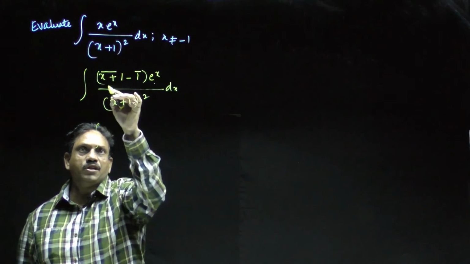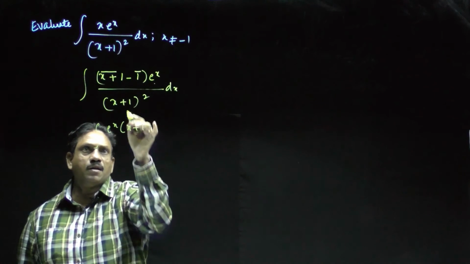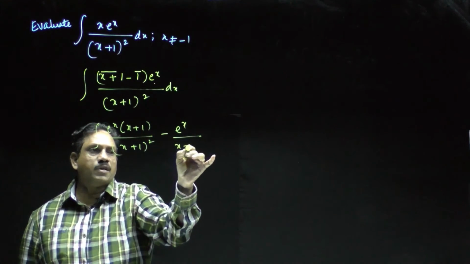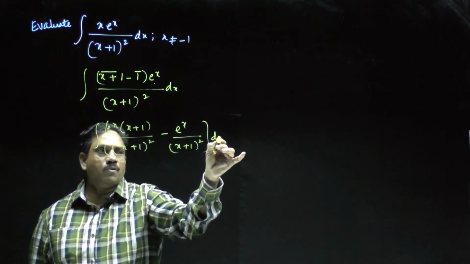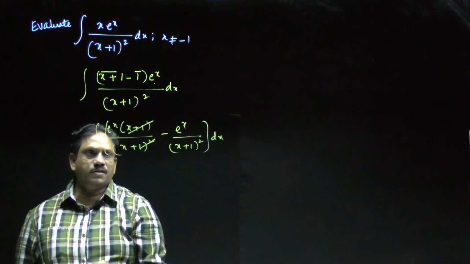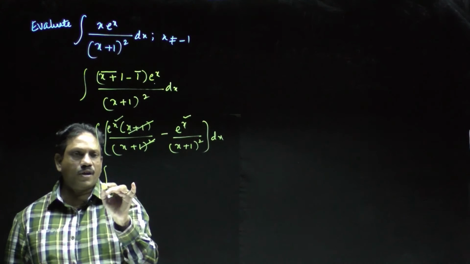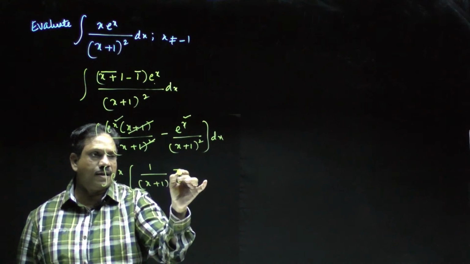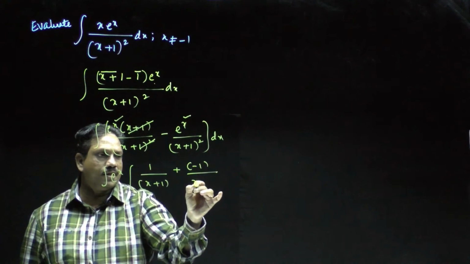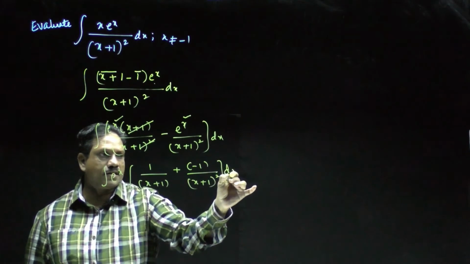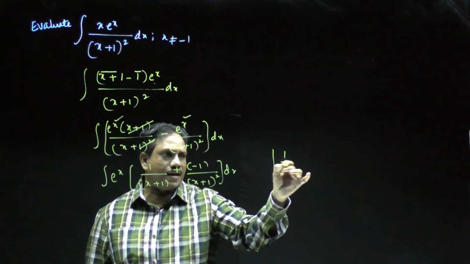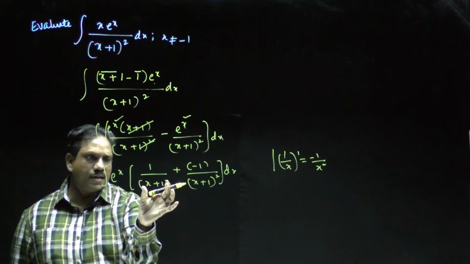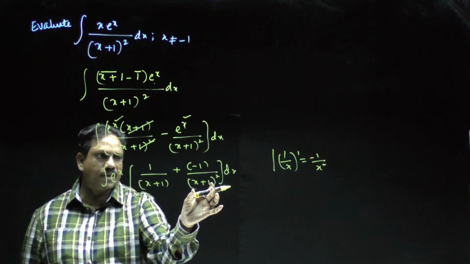If you observe carefully, it is e^x (x plus 1)/(x plus 1)^2 minus e^x/(x plus 1)^2, whole dx. Now you can cancel one (x plus 1). Of course, you can take e^x as common. Writing e^x outside, what is left? There is 1/(x plus 1) plus minus 1/(x plus 1)^2, whole dx. Now let us see the derivative of 1/x. The derivative of 1/x is minus 1/x^2. So clearly the derivative of 1/(x plus 1) is minus 1/(x plus 1)^2.